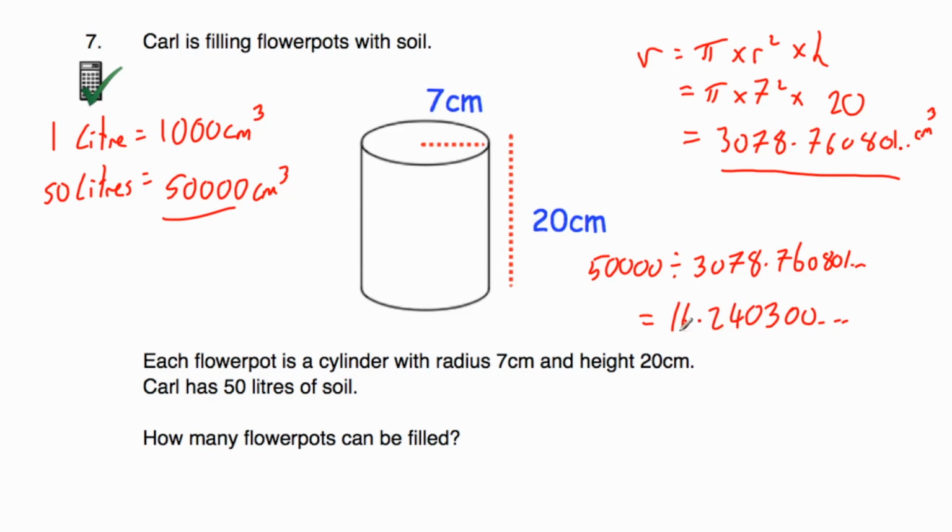Now, how many can be filled? Well, he can fill 16 of them. He can't actually fill the 17th one because he's only got 16.24 and so on. So he can fill 16 flower pots. That's how many flower pots can be filled, and he's got a little bit left over. And that's it. So the answer is 16.